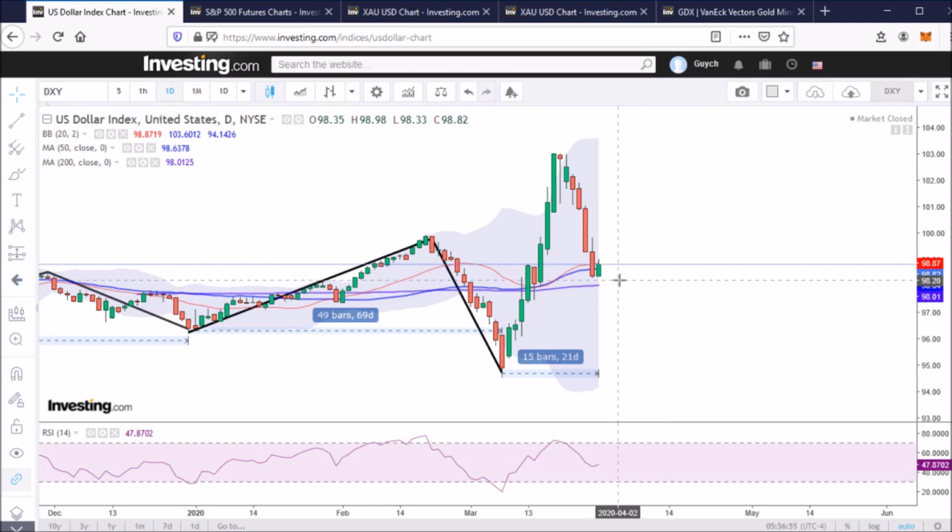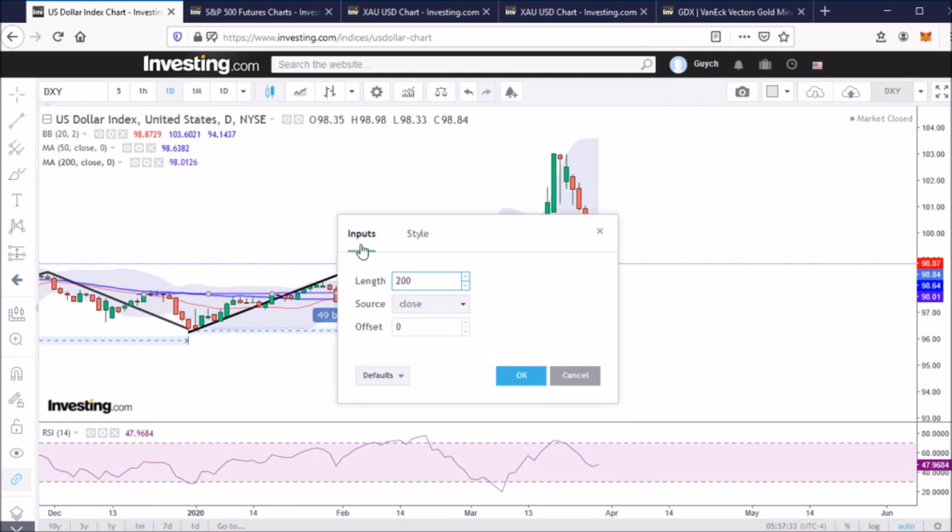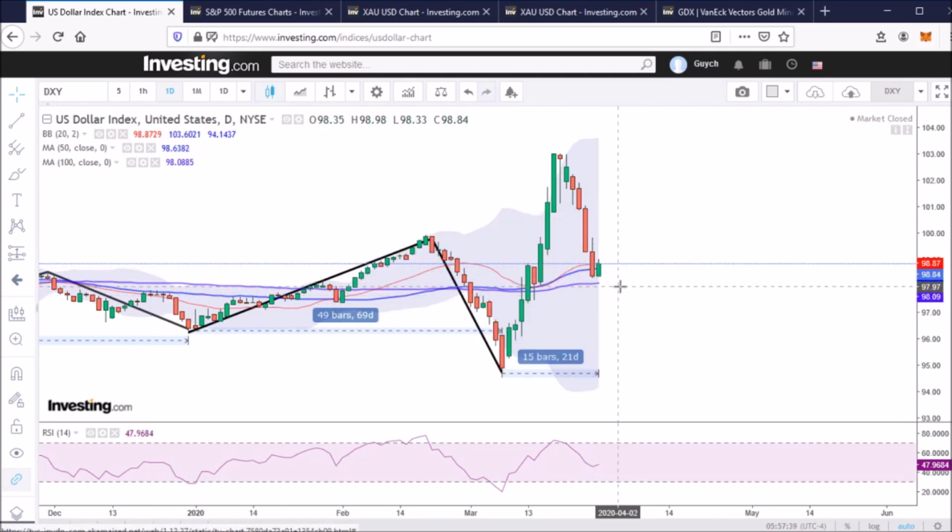However, in the shorter term, we might see a bounce from several moving averages all coming up at about 98 on the dollar index. As we see, the red line here is the 20-day moving average. We also see the 50-day and 200-day moving average all located close to each other, and actually the 100-day moving average is in the same area as well.